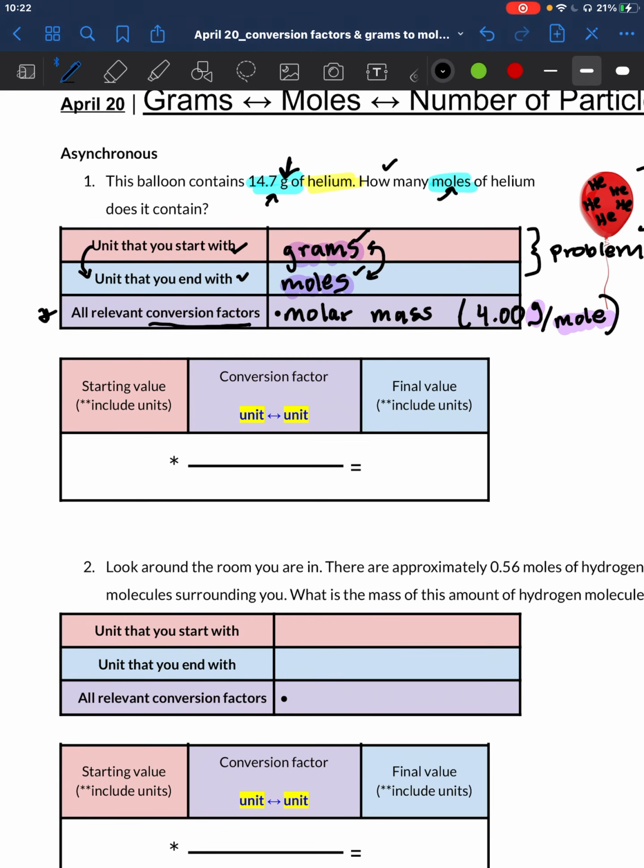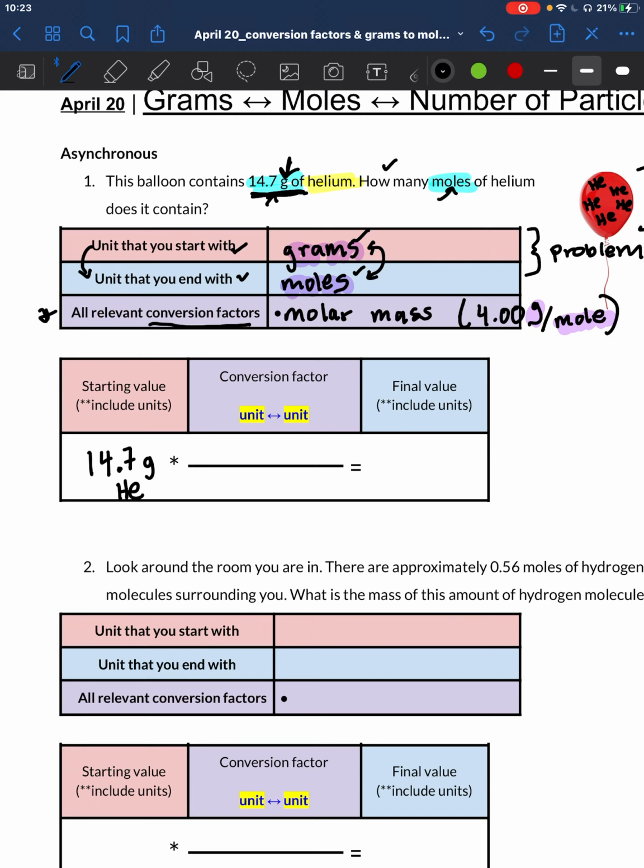So, starting value. I always start dimensional analysis with the amount given. What is the amount given? The quantity given, 14.7 grams of helium.